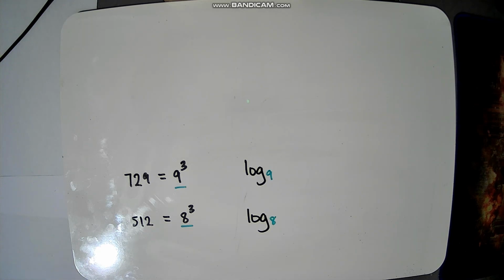Underlined in green is the base. Notice that the power is on the other side of the equal to sign. The power will be on the right hand side of the equal to sign. And the power for both those questions is 3. Notice we have to write the answer, the A value.